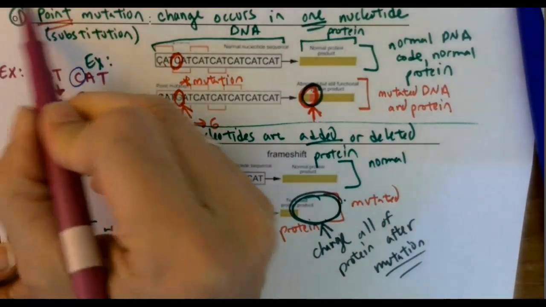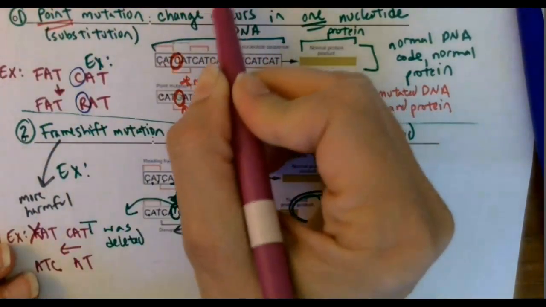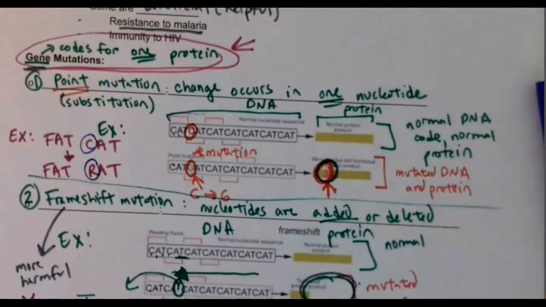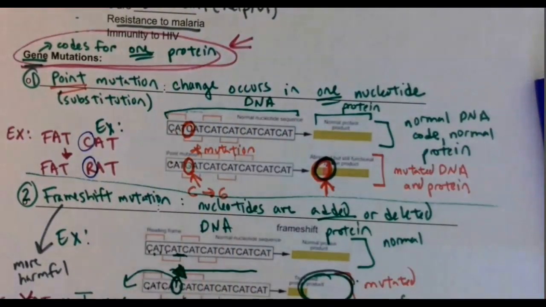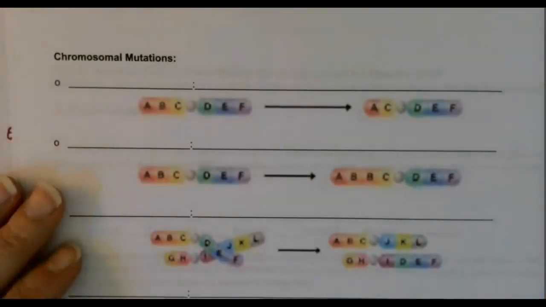Now, a gene mutation only affects one protein. What about mutations that affect entire chromosomes? Those are called chromosome mutations. So, let's look at our chromosome mutations. There are 4 types of chromosome mutations.